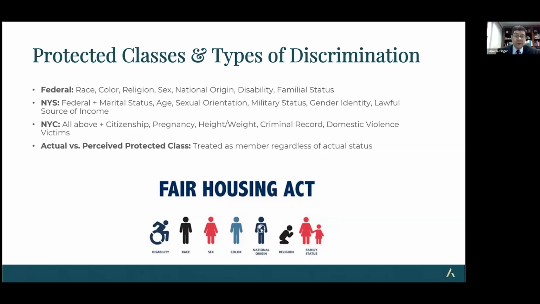I should have mentioned that in terms of the new laws. I think you guys have already done a seminar on that, or you've spoken about that, but that's a big recent one: you're not allowed to discriminate based on criminal record, and also domestic violence victims.